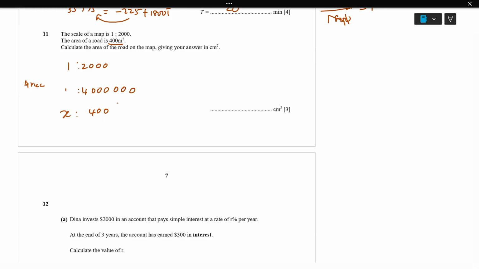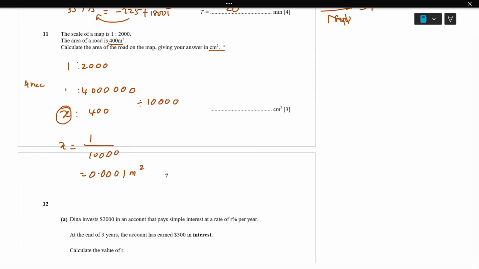We need to find what happened from here to here: how many zeros were divided. 1 2 3 4, divided by 4 zeros, so this also will be divided by that many. So x equals 400 over 4,000,000, which is 1 over 10,000, which is equal to 0.0001 meters squared. This is meters squared.